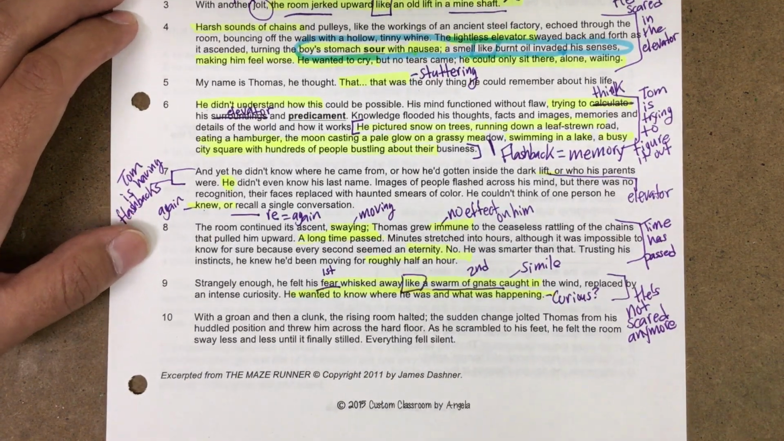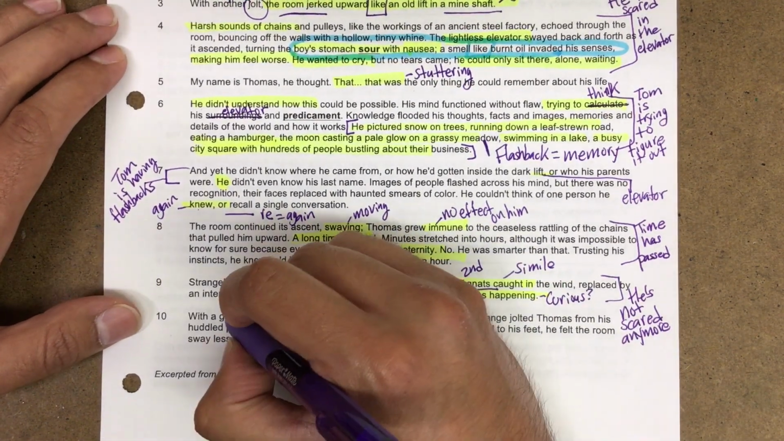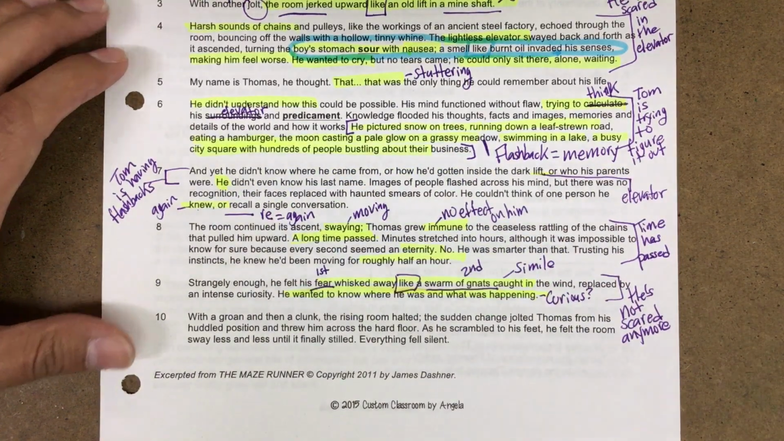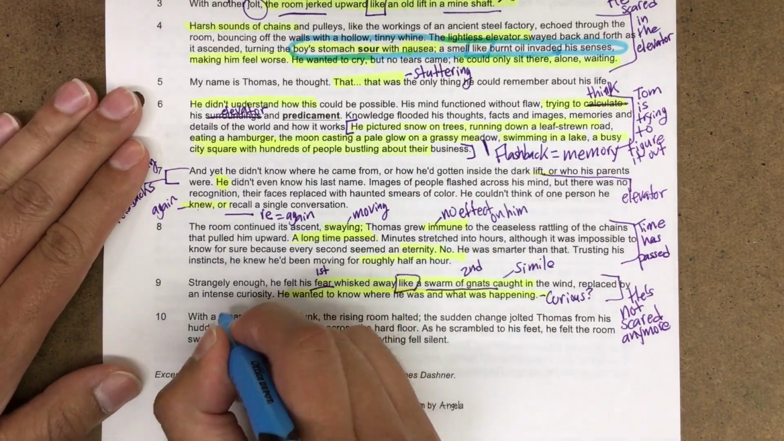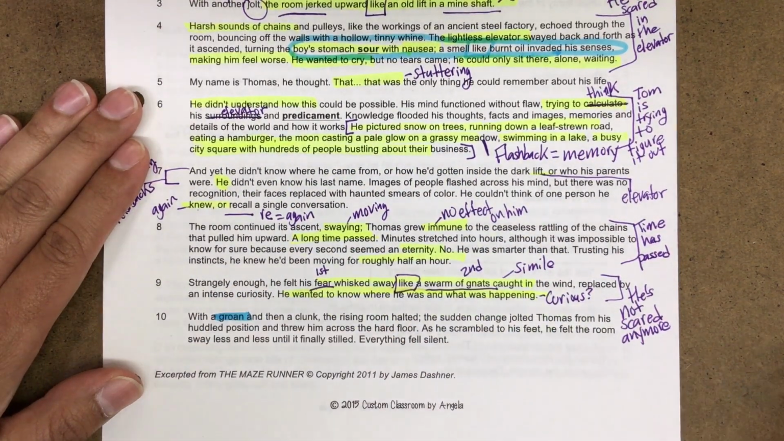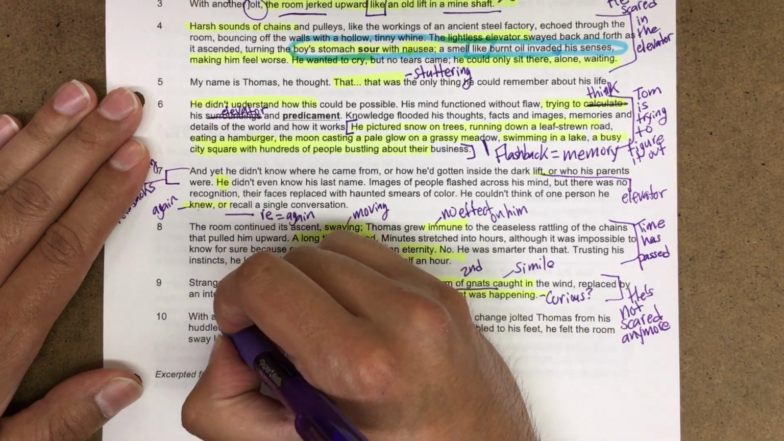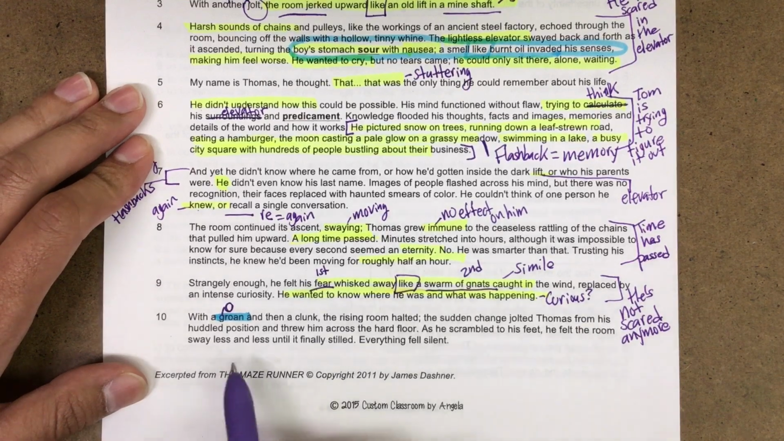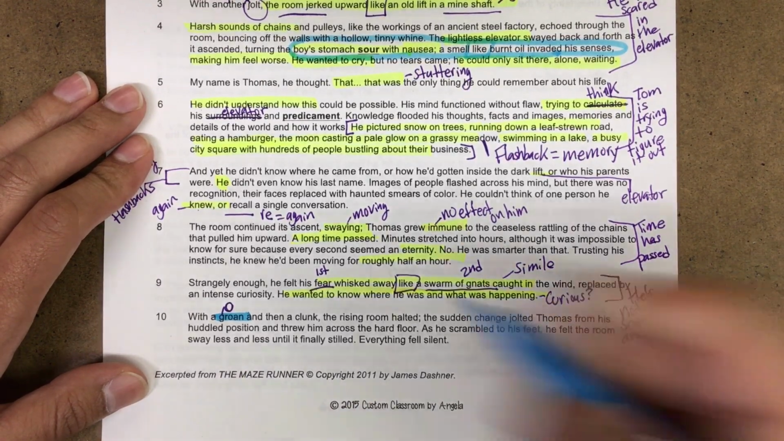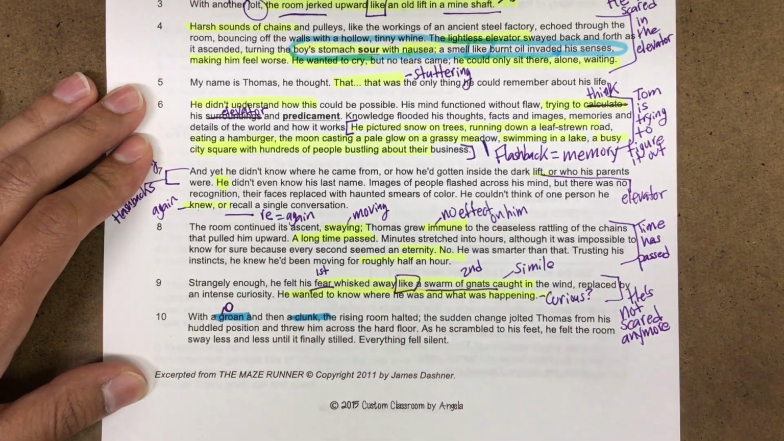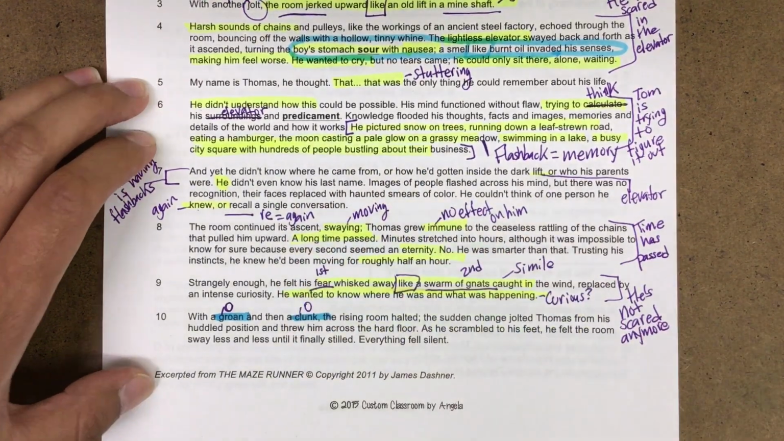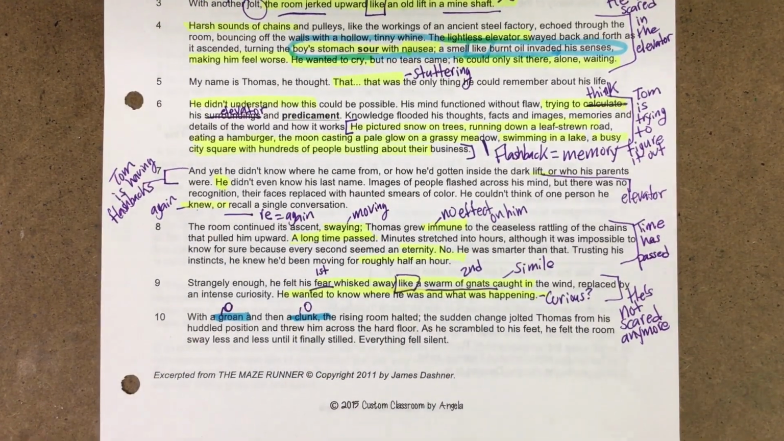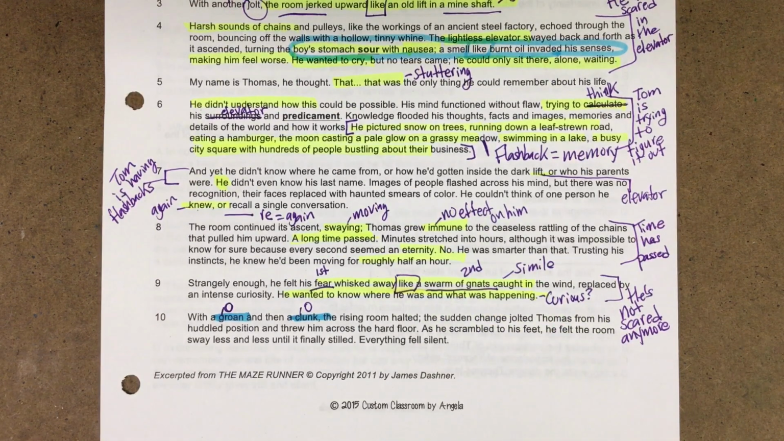Let's look at the last paragraph. With a groan. That's going to be an onomatopoeia. That's a sound word. So why would the author decide to use a sound word? We'll just put an O right there for onomatopoeia. And then a clunk. That's another sound word. So why do you think the author is using all these sound words? Probably because he wants to create a visual in your head, and he wants you to be able to hear what Tom is going through.